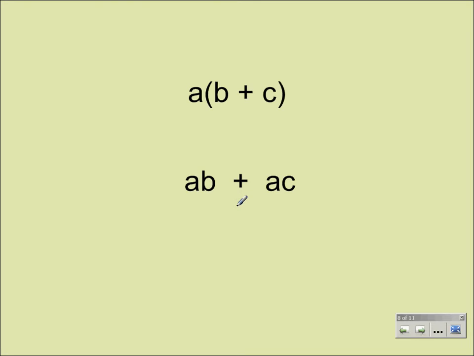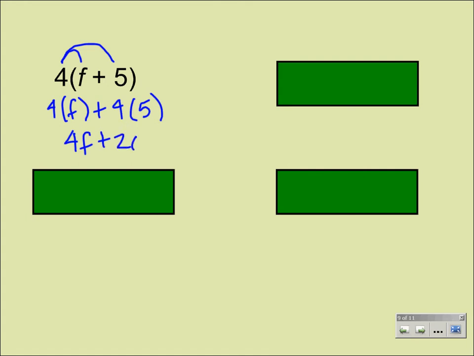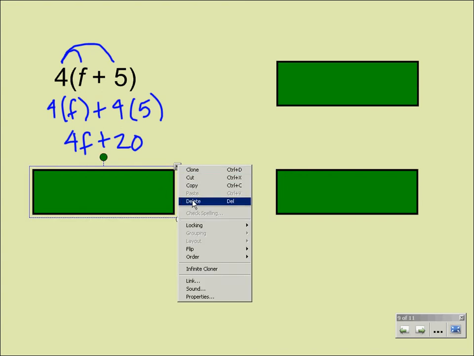Let's try it with some numbers. Okay. First, let's have 4 times the quantity of f plus 5. Well, we would give the 4 to the f and also give the 4 to the 5. So basically what we're doing is saying we're going to multiply 4 times f, and then we're going to add 4 times 5. Let's simplify that a little further. 4 times f being 4f, and 4 times 5 being 20. Now we can't simplify any further because they have nothing else in common and they can't be further combined.